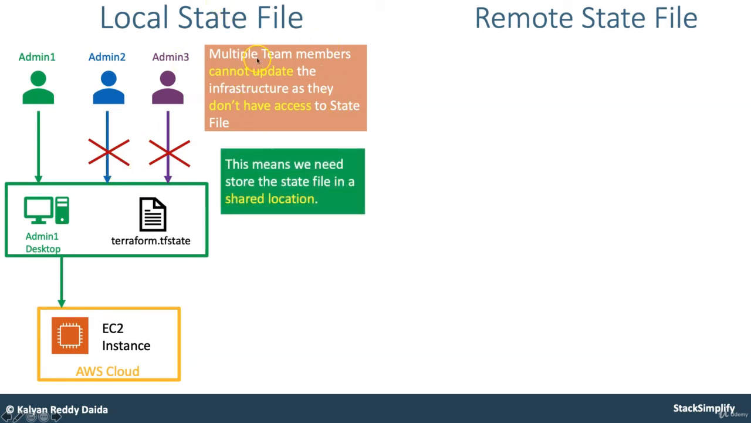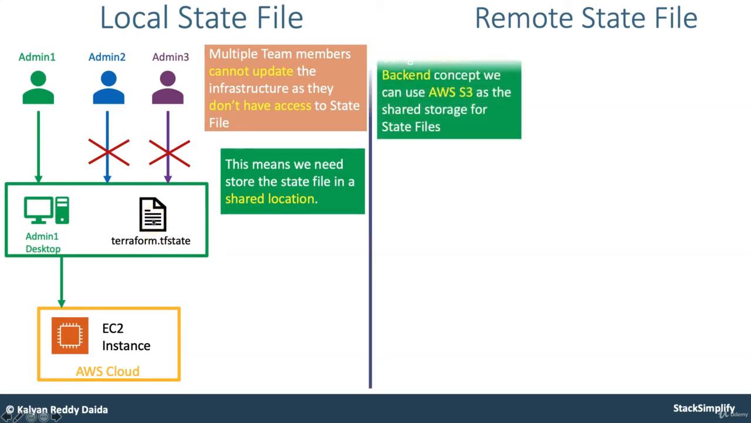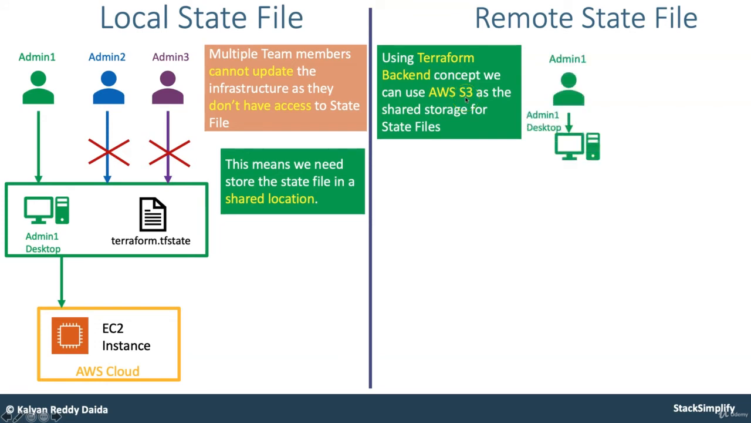So what should be the solution? It means we need to store the state file in a shared location. From a local state file, you need to move to a remote state file, so that every member of my team will be able to administer my infrastructure. They need to have access to the terraform.tfstate file. Using the Terraform backend concept, we can use AWS S3 as the shared storage for state files.